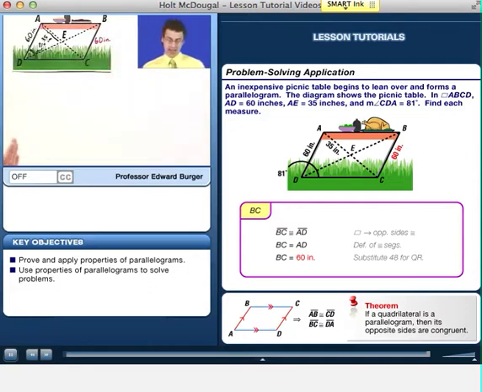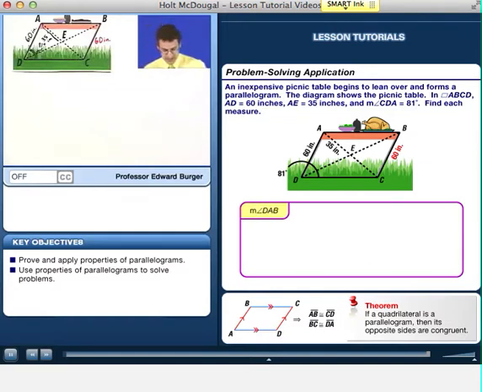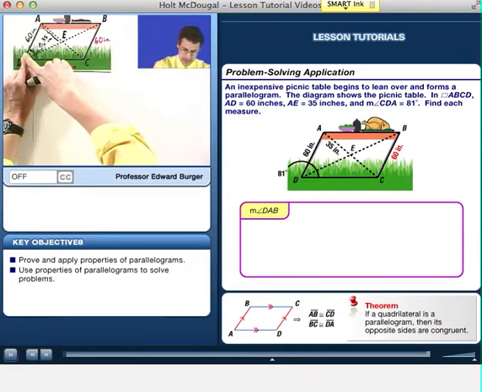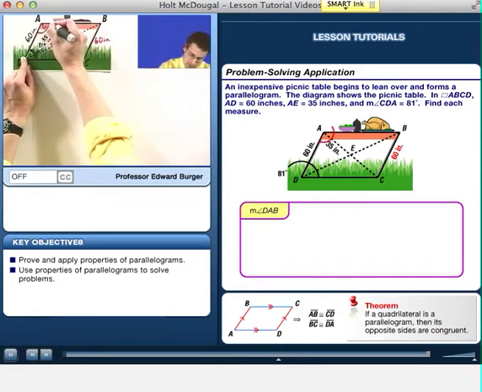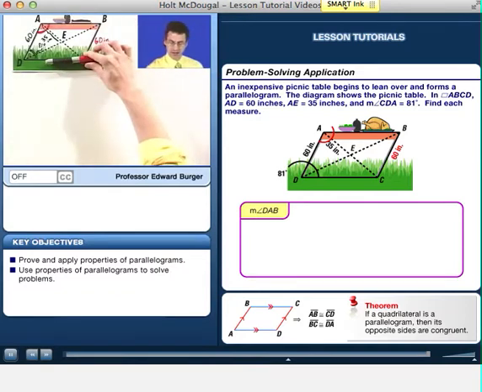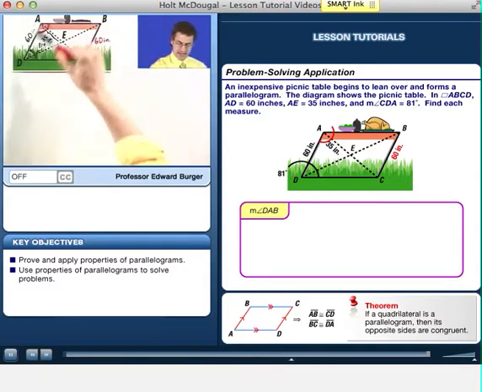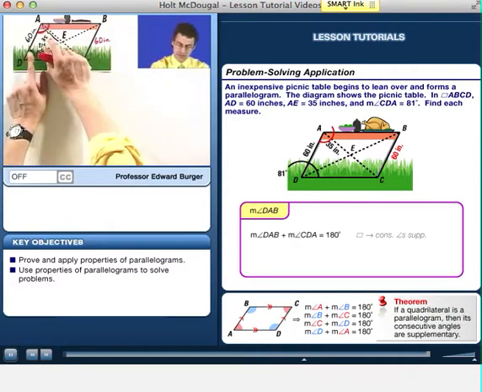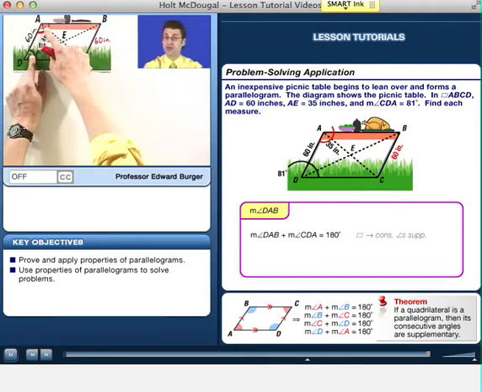How about the measure of angle DAB? That's this angle way up here. How can I think about that? It's a parallelogram, which means that opposite sides are parallel. We can think of this side AD as a transversal cutting these two parallel lines. These are interior angles cut by a transversal of two parallel lines, so we know they're supplementary. This measure plus that measure has to equal 180 degrees.